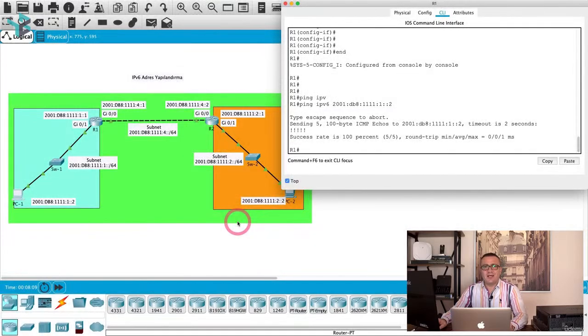Guys, in IPv6 this is the address configuration. In our next lab we will do static routes and use this topology. We will write a static route between these two routers and provide access to the user here from this subnet. See you in our lab.